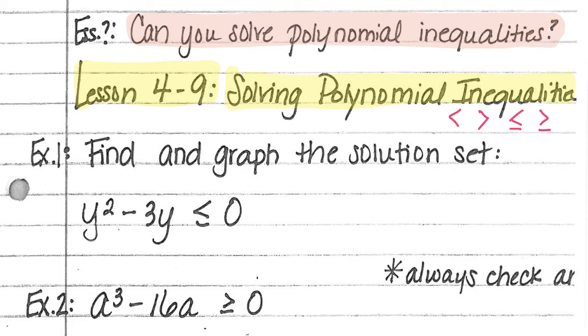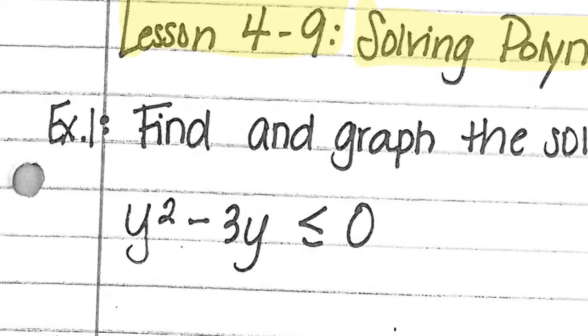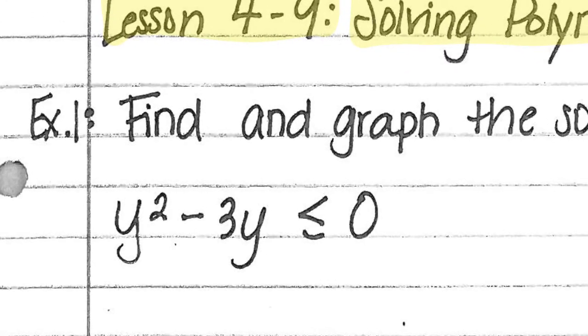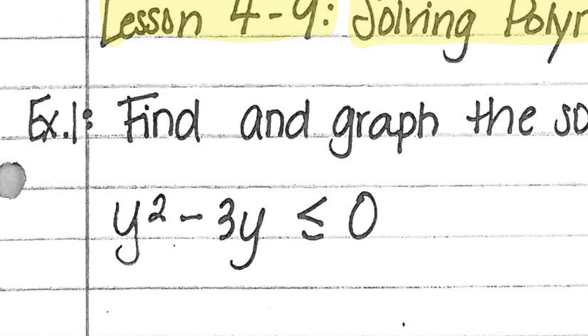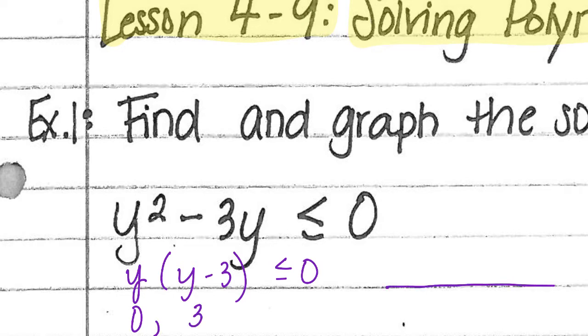Now, these are so similar to what we've been doing. I'm going to start here with example 1. Notice it's almost like what we've been doing with solving, but it now has an inequality. So I am going to solve it just like I would. Y times y minus 3 is less than or equal to 0. So I know that 0 can be a solution. I also know that positive 3 can be a solution.